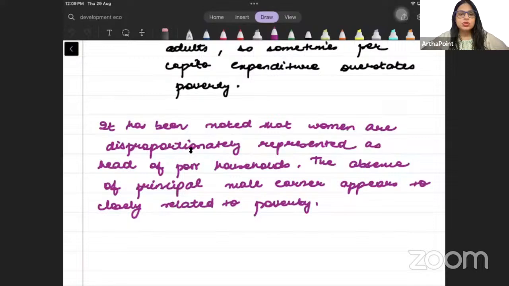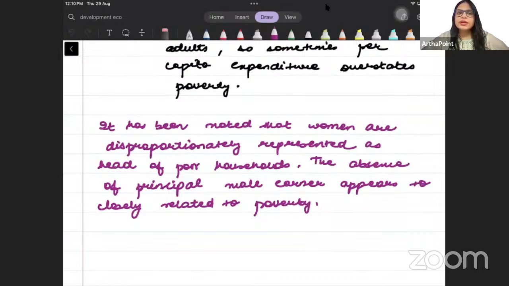Hi, good afternoon. In the last class, we had started discussing the features of what characterizes a poor family, or what characterizes poverty. We had done the first characteristic of poverty, where we said that in a large enough family, there is going to be more poverty as compared to a smaller family.